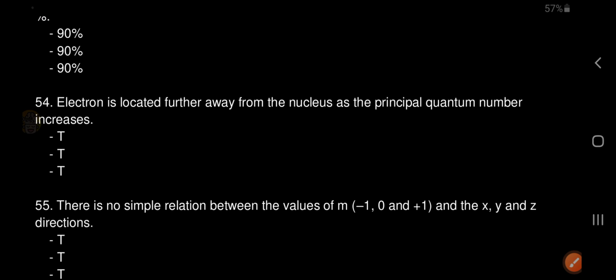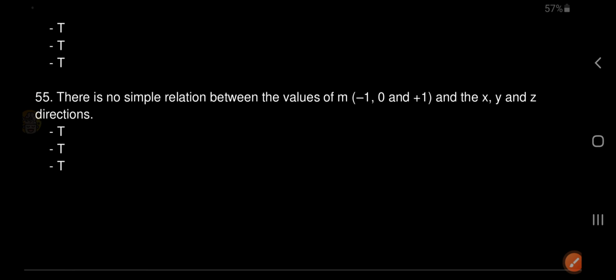Electron is located further away from the nucleus as the principal quantum number increases. True. There is no simple relation between the values of m, minus 1, 0 and plus 1, and the x, y and z directions. True.